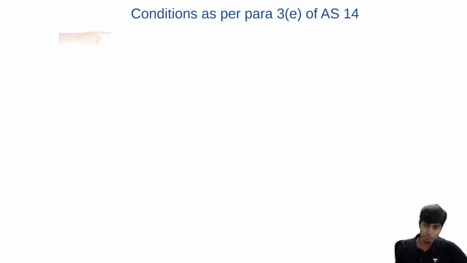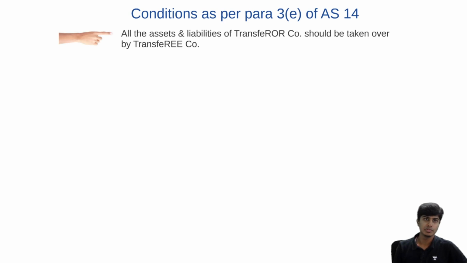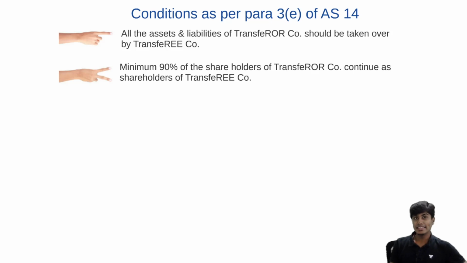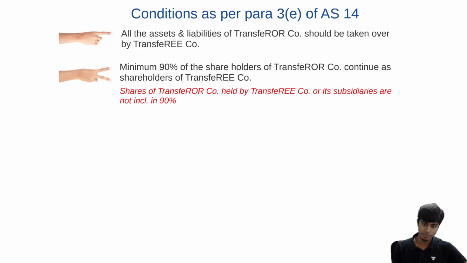The conditions are this way: all the assets and liabilities, including reserves and surplus, should be taken over by the transferee company from the transferor company. Get it? Then the second condition is that a minimum of 90% of the shareholders of the transferor company should continue to be shareholders in the transferee company. And this 90% does not include the shares of the transferor already held by the transferee.